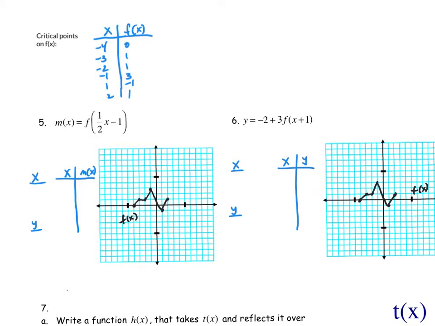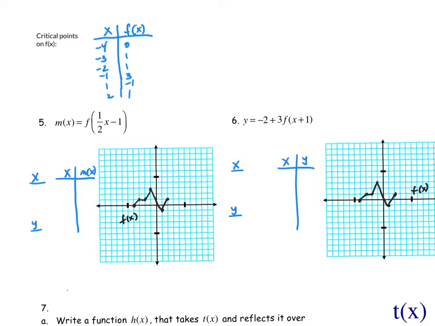This is the solution to problems number 5 and 6 from Worksheet 2.5 version 2, Translations and Transformations. At the top of the screen, you'll see I've copied over the critical points from the previous slide. So we have x and f of x values -4, 0, -3, 1, etc. So we're going to use that in a little bit.